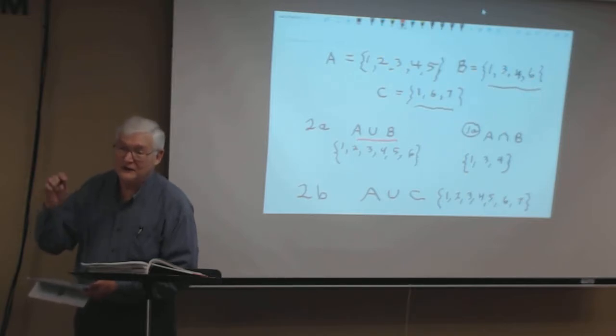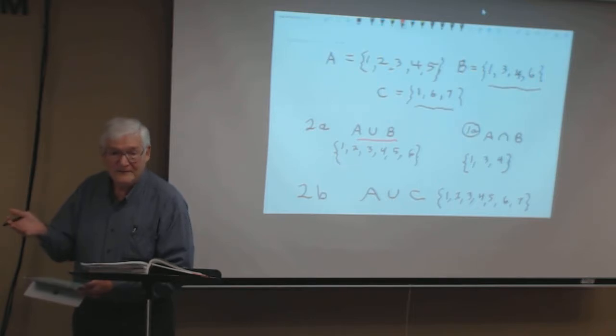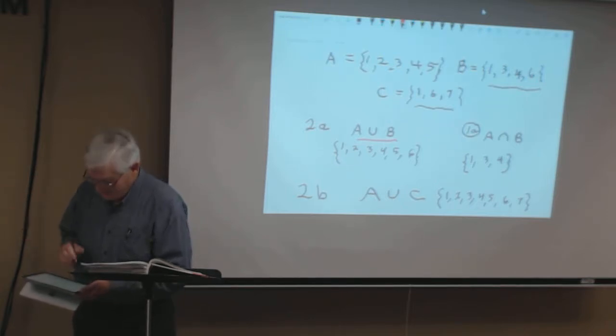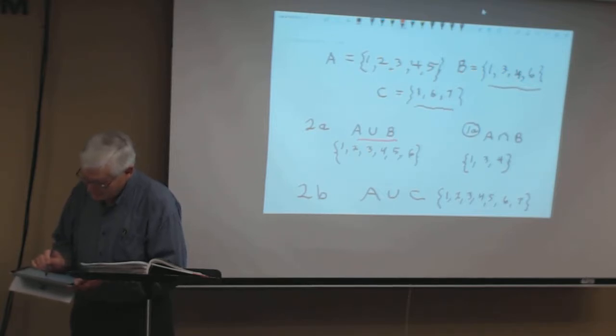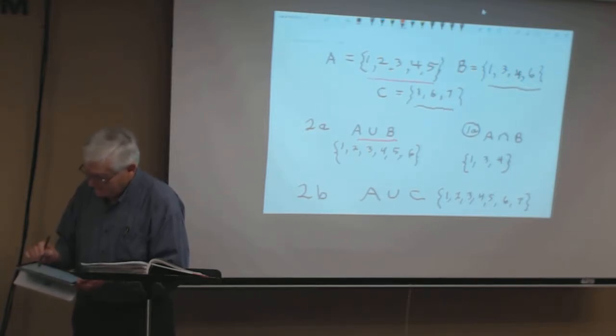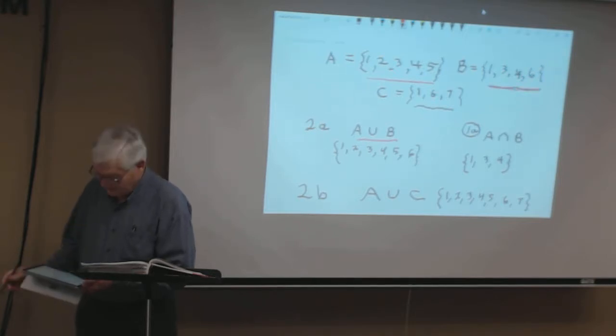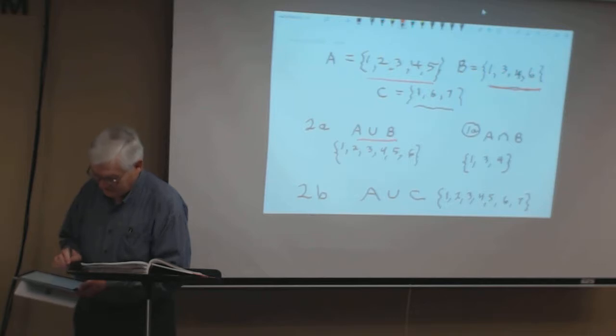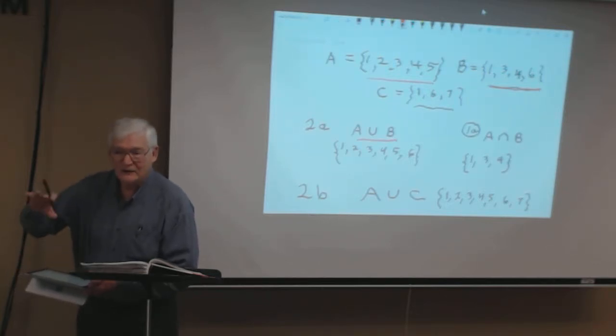You probably ought to put this in your notes. You're going to need it for test time. What does A union B mean? It means put the two sets together. So here's A, 1, 2, 3, 4, 5. Here's B, 1, 3, 4, 6. Put the two together and you have 1, 2, 3, 4, 5. And you have to put 6 in there to make this set contain both A and B. That's what it means to unite two sets.